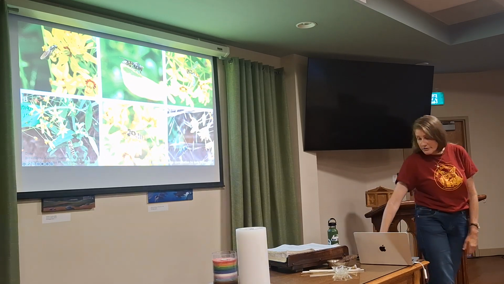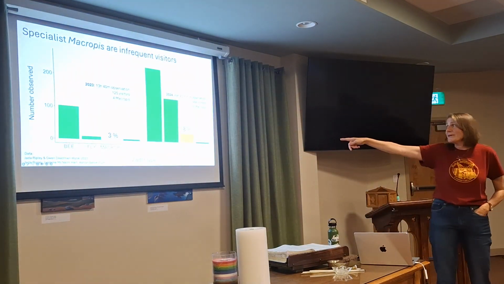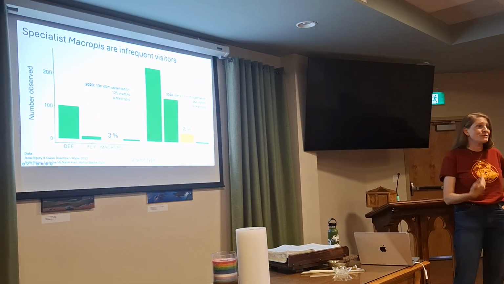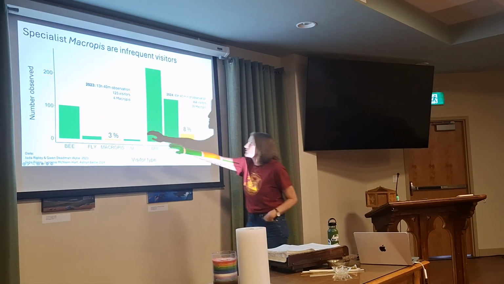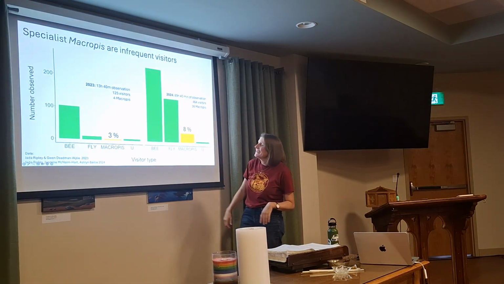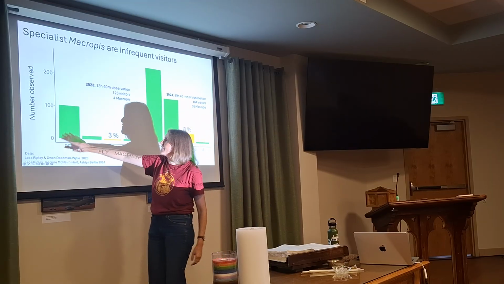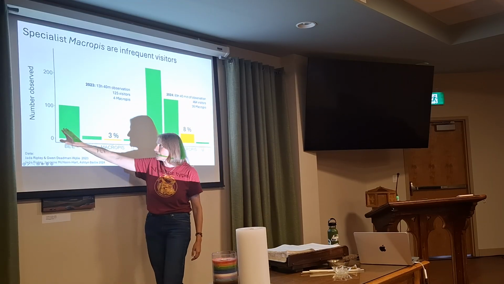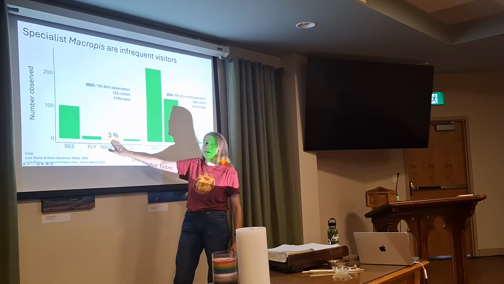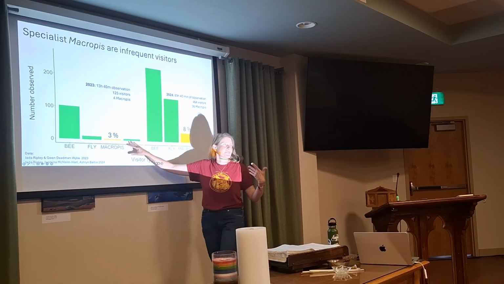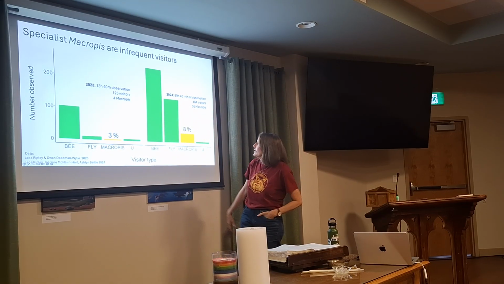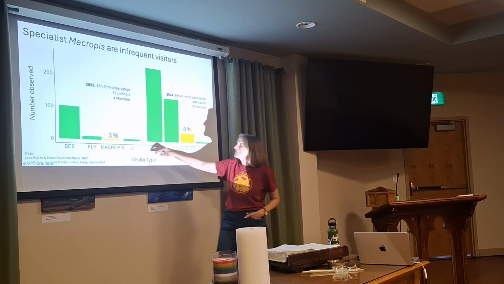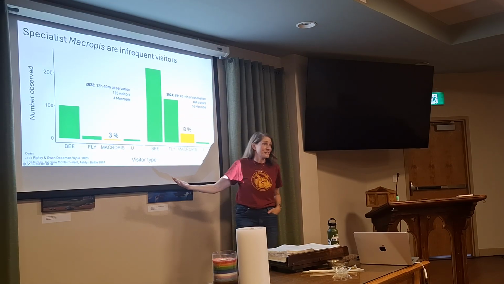The other interesting thing we found is that the specialist Macropus is pretty uncommon relative to those other generalist pollinators. So these are data from 2023, these are 2024. And we're looking at how many of each taxon we observed: generalist bees, generalist flies, the specialist Macropus. U just means unknown. We couldn't discern what that was confidently on the voice recording. In both years, the Macropus are pretty uncommon relative to the generalists.